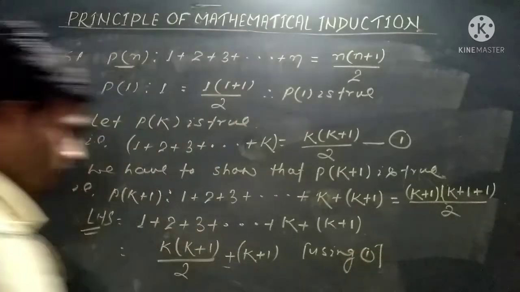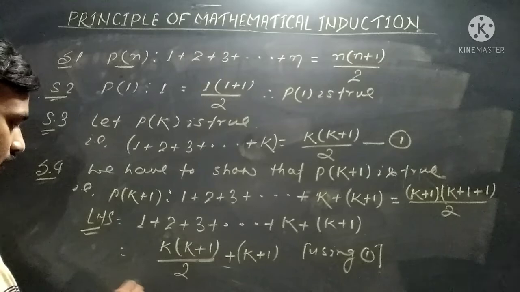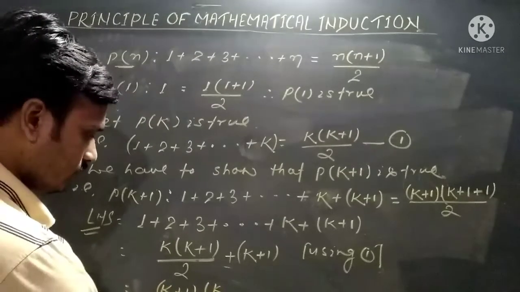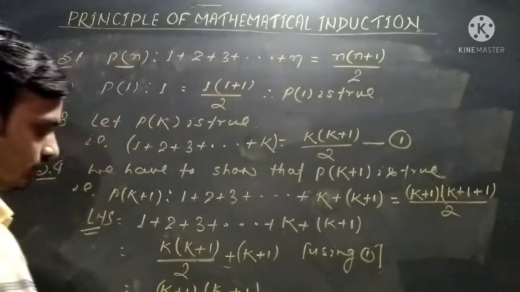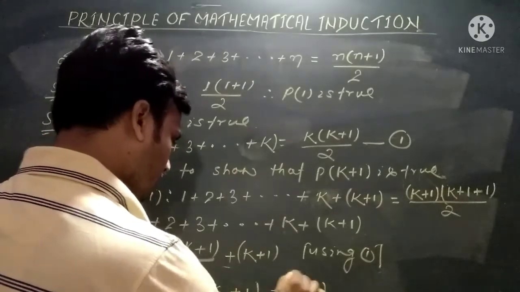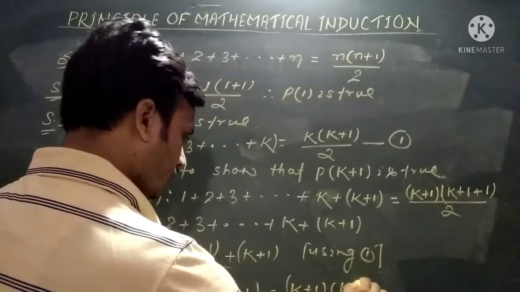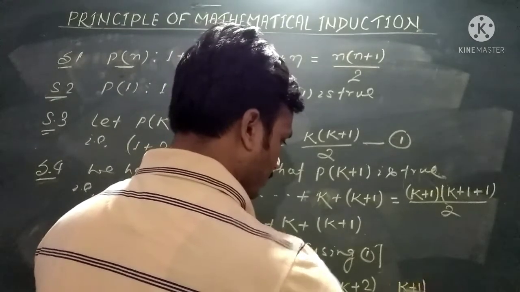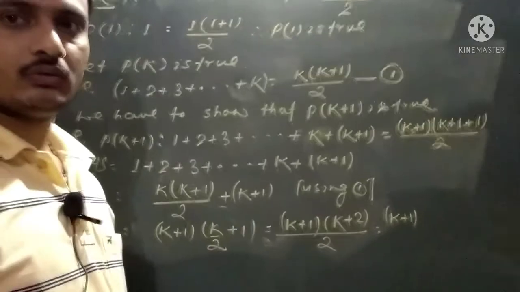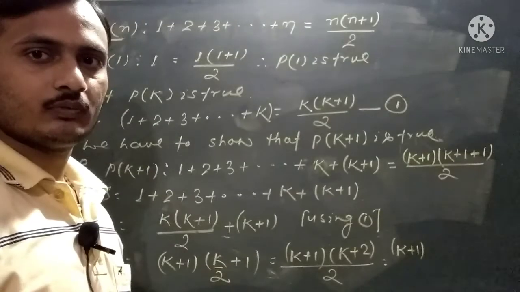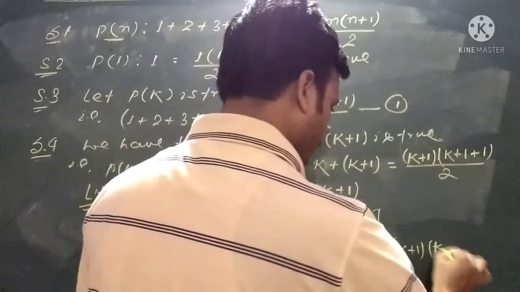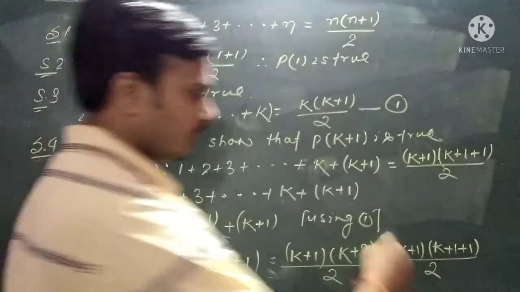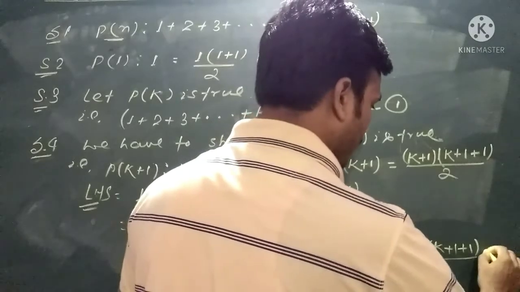By using the first step, we take k plus 1 common. So k plus 1 common, we have the first term k by 2, and the second term plus 1. This statement we can write as k plus 1 times k plus 2, whole divided by 2, this can be written as k plus 1 into k plus 1 plus 1 divided by 2, which is our RHS. It is our RHS.